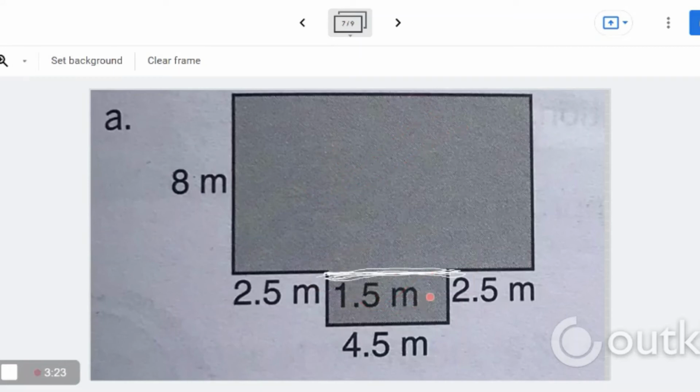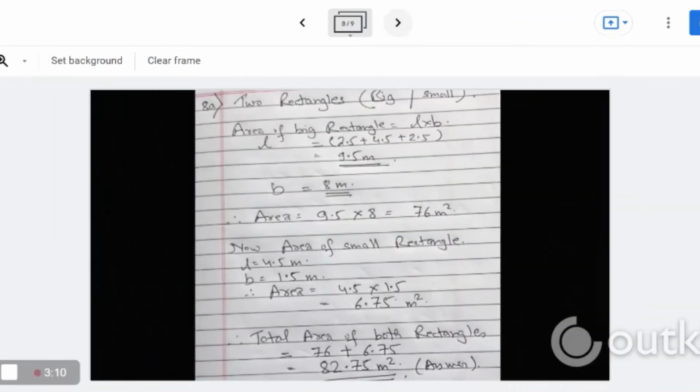So first of all, find out the area of this huge rectangle. See, the length is 8, and you must be wondering how much is the breadth. The breadth is 2.5 plus 2.5 plus 4.5. Two rectangles were given, big as well as small. Now I am considering only the big one. So the area of the rectangle is length into breadth. I have got these values from here.